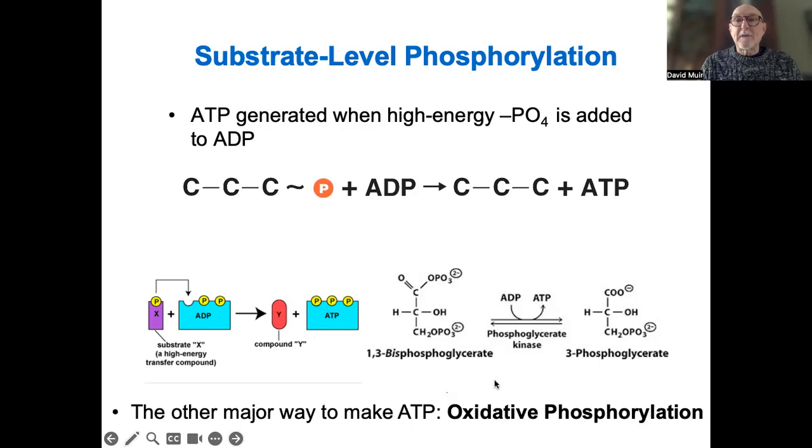Here is a very typical reaction, a real reaction that does occur in what we're going to be talking about in a while, about respiration.